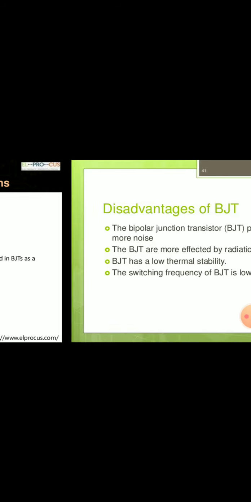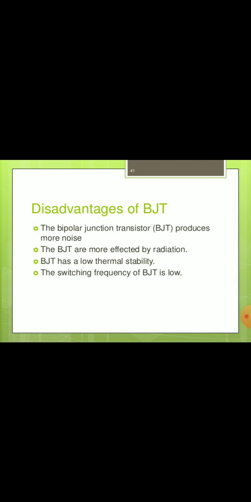What are the disadvantages of the bipolar junction transistor? It produces more noise, which is considered the main disadvantage. It is also more affected by radiation. It has low thermal stability. The switching frequency is also low in the bipolar junction transistor. These are the disadvantages.